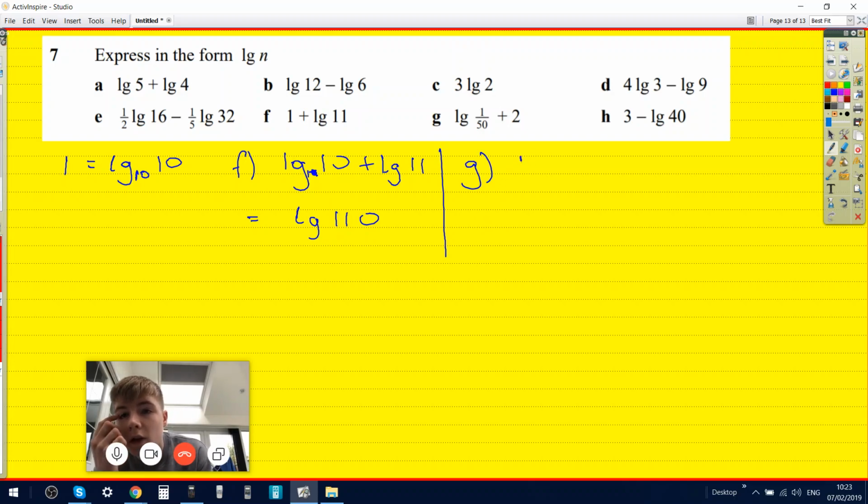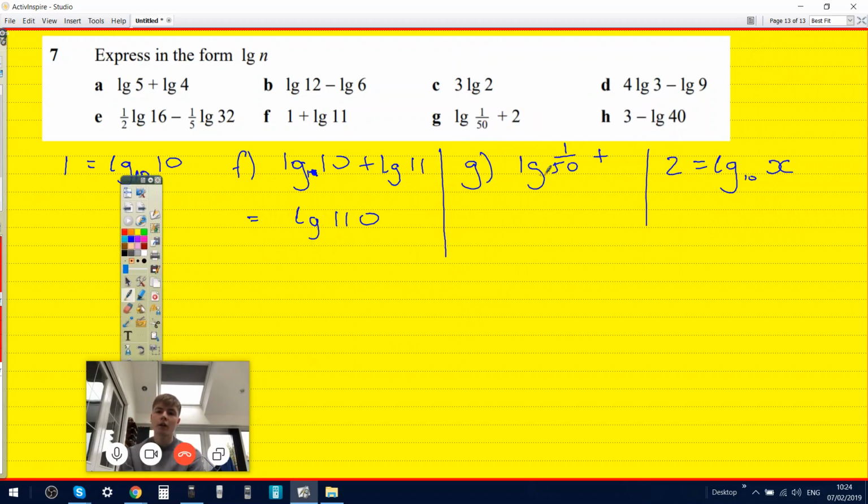So log 1 over 50 plus log of 2 equals, if it was base 10, what would that be? 10 squared equals x, 100? Yes. And so that would be log 100. And so what would you get there? Log 1 over 50 times 100.